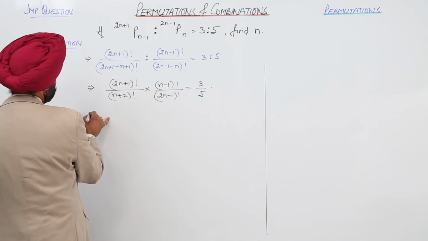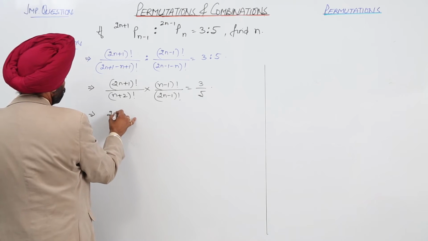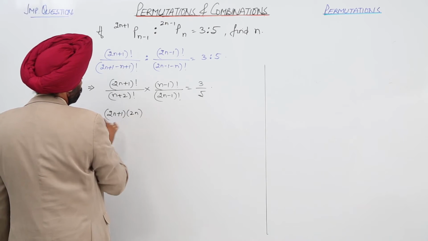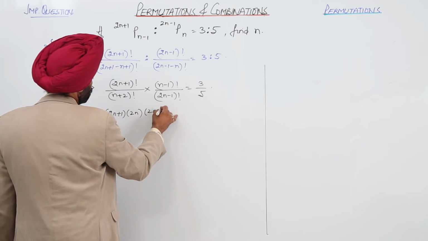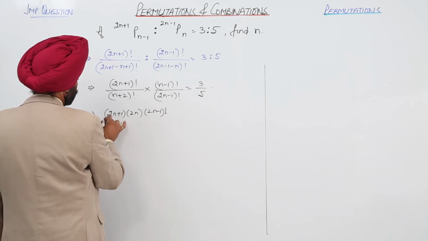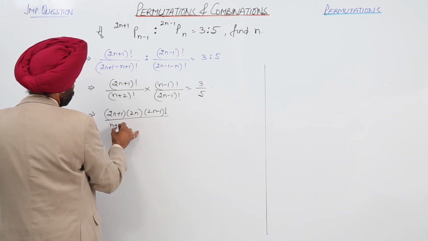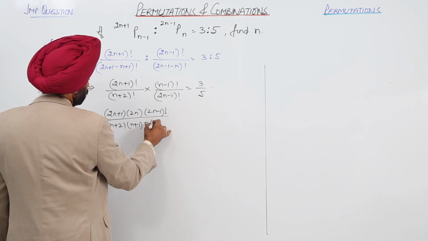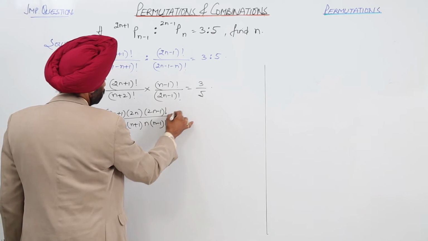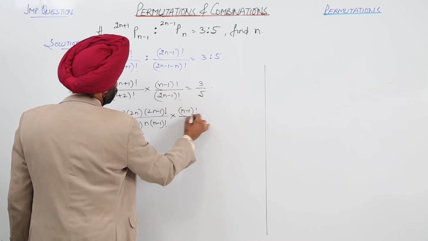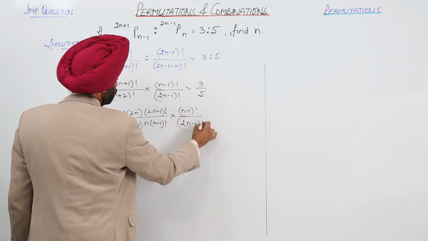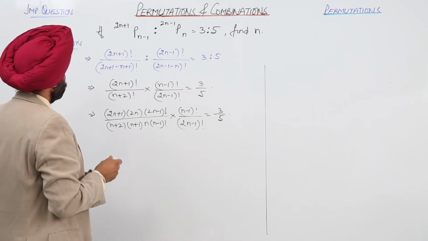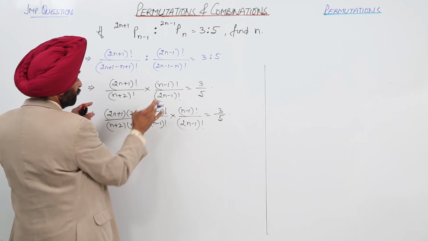Now, (2n+1), one term, then 2n, then (2n-1)!. First thing, upon (n+2), (n+1), then n, and then (n-1)! times (n-1)! upon (2n-1)! is 3/5. Now, we have just expanded this side to get this one.